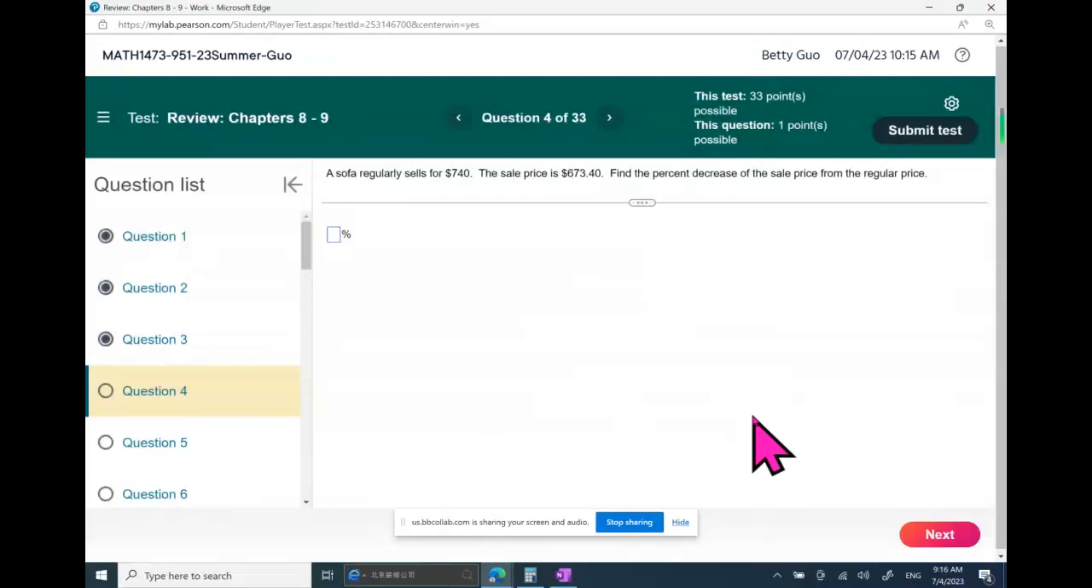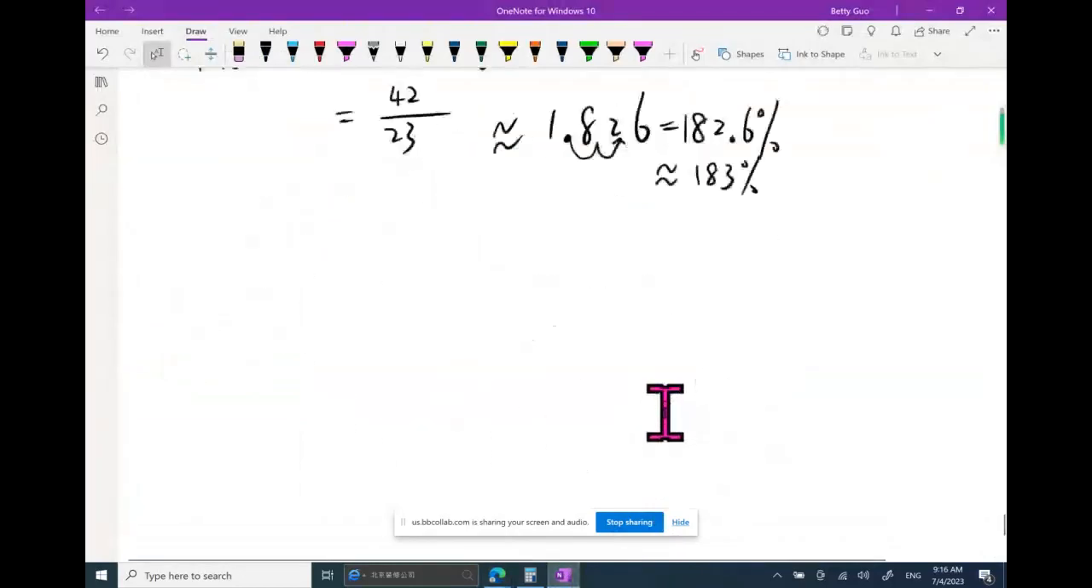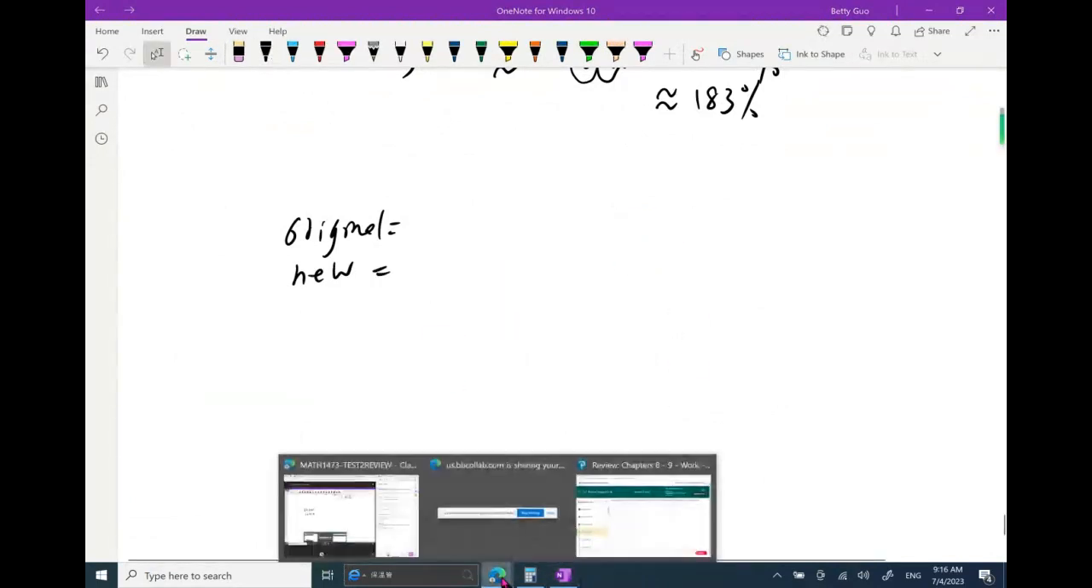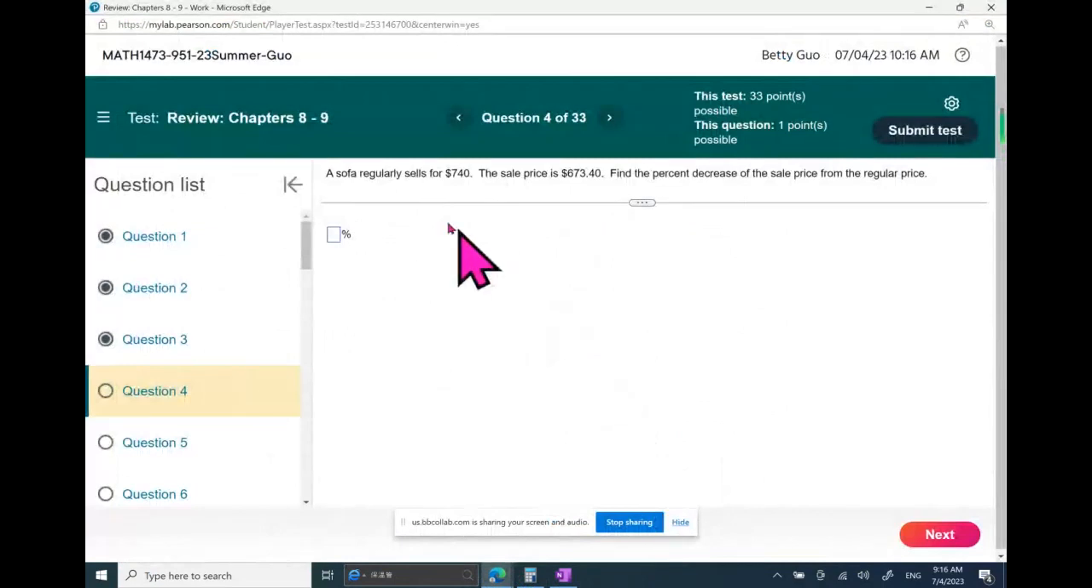Next, a sofa regularly sells for $740. The sale price is $673.40. Find the percent decrease. Okay. Find the percent decrease of the sofa price from the regular price. So let's do the same thing. Write down the original and the new. So this is a decreasing change, right?